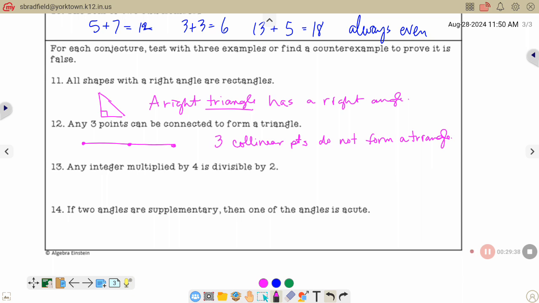Okay, number 13. Any integer multiplied by 4 is divisible by 2. Do you think that's true or false? If I take an integer and I multiply it by 4, yes, Maddox? An integer is just a number 0, 1, 2, 3, 4, 5, 6, 7, 8, 9, and its negatives. No decimals, no fractions. Okay, positive and negative whole numbers.